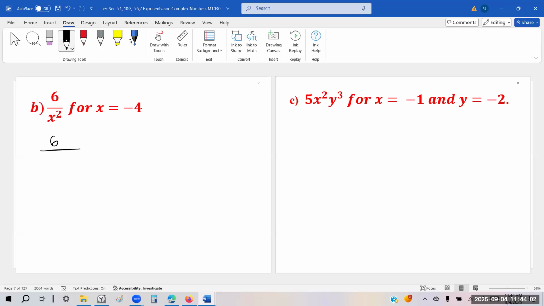6 on the -4 squared. So do I put parentheses, -4 squared or -4 squared this way? Anytime you substitute x with any number, please put parentheses because that makes a huge difference. If you don't put parentheses, you get -16. But if you do put parentheses, it becomes +16. So you reduce by 2, you get 3/8.